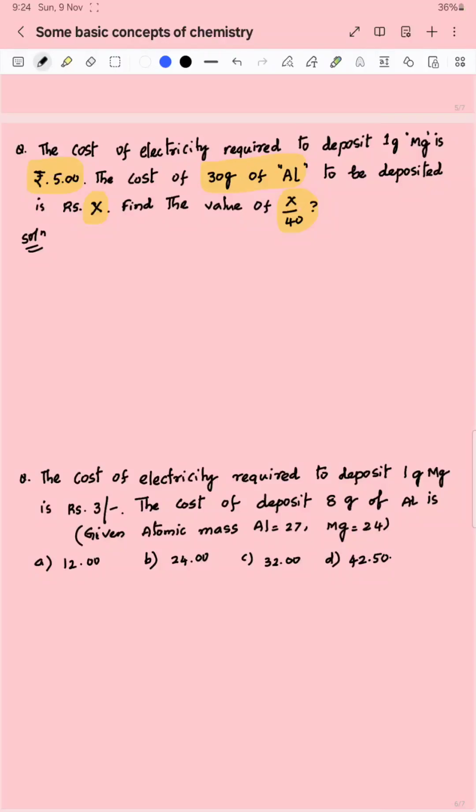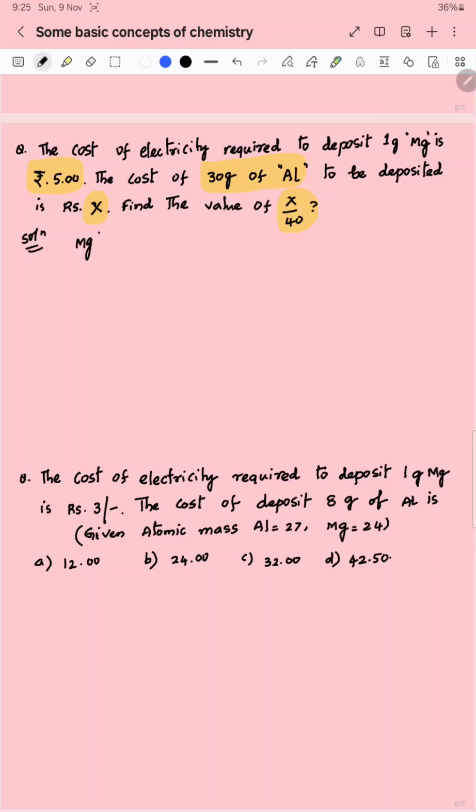Now the question is related to electrochemistry, the deposition of weight of a metal. The cost of electricity required to deposit 1 mg is rupees 5. The cost of 30 mg of aluminium to be deposited is rupees x. So find the value of x by 40. This is generally a previous JEE Mains question, student. So how to execute the question?